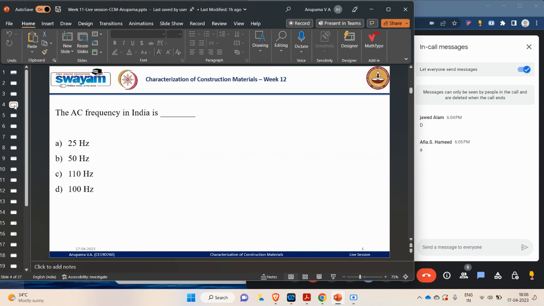The AC frequency in India. It's a very general question. It's a memory based question, so you cannot expect such questions in the exam. That also I would like to put out here. Most probably the questions will not be memory based questions.